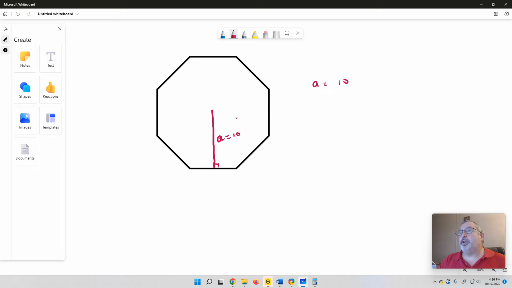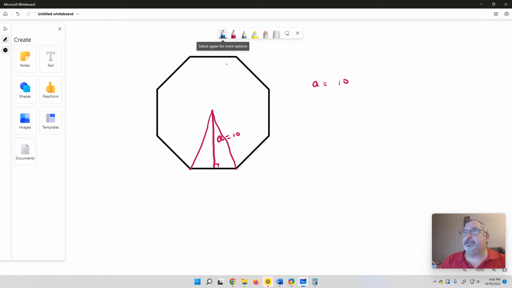Well, first of all, we're going to break this figure into triangles. And I'm just going to focus on this one because it's really the only one I need. So if I can figure out the sides of this triangle, I can use that to help me figure out the perimeter. So I'm going to do that by using a trigonometric ratio. So we'll talk about that as we get going. So let's take a look at everything we need to know.